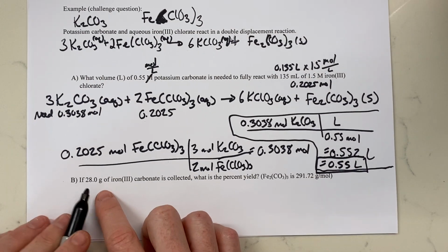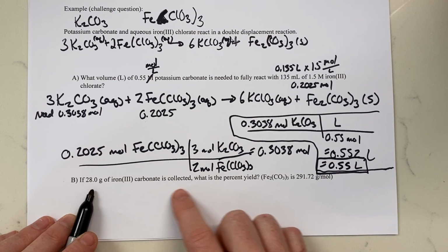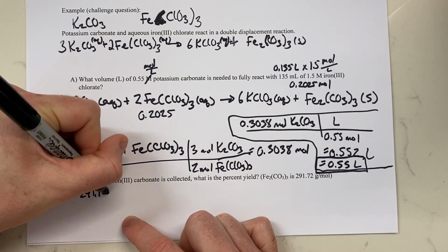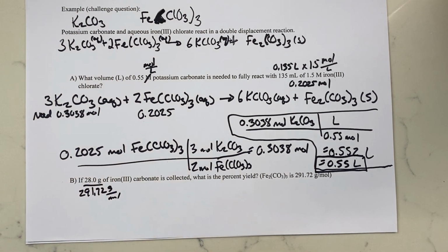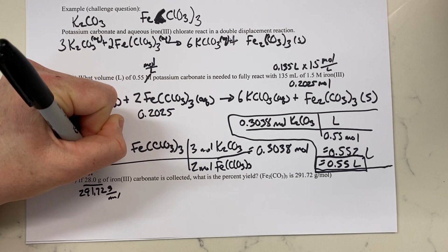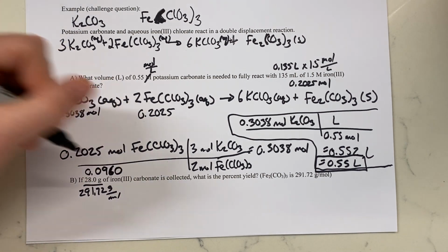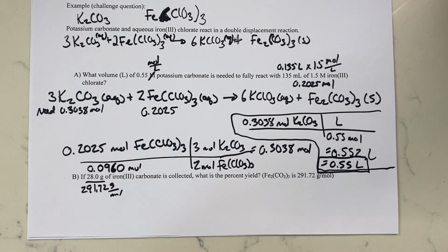It says if 28 grams of iron(III) carbonate is collected, what do we do with grams? Oh yeah, we turn it into moles, divided by 291.72 grams per mole. 28 divided by 291.72 gives me an answer of 0.0960 mole of iron(III) carbonate is collected, and now it's asking for the percent yield.